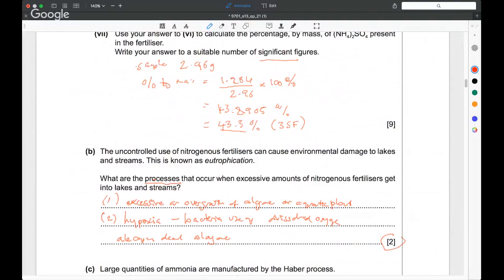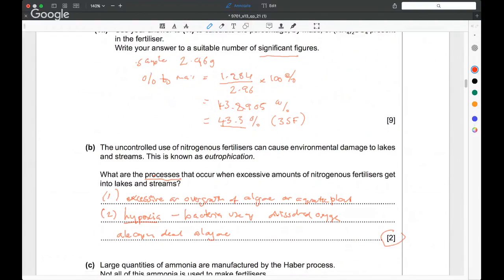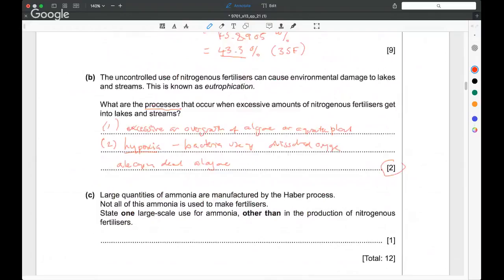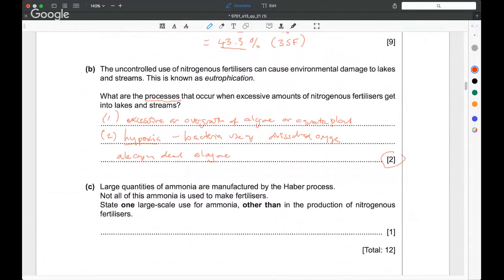So we get 2 marks there because we've listed 2 processes. One is the excessive overgrowth of the algae, and then this state of hypoxia, when the bacteria that are consuming the dead plants and algae use up all the oxygen that's dissolved in the water. And that then causes a problem for other aquatic life, such as fish, which depend on the dissolved oxygen.